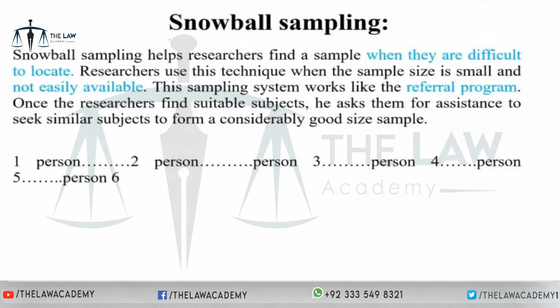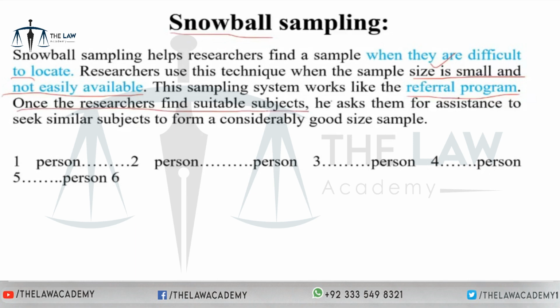This is one technique which is also used, snowball sampling, but this technique is usually used for kinds of research where it is very difficult to find or locate the people who you want to take data from. So snowball sampling helps researchers find a sample when they are difficult to locate. Researchers use this technique when the known sample size is very small and not easily available. The sampling system works like a referral program or a snowball, which becomes bigger with the passage of time.